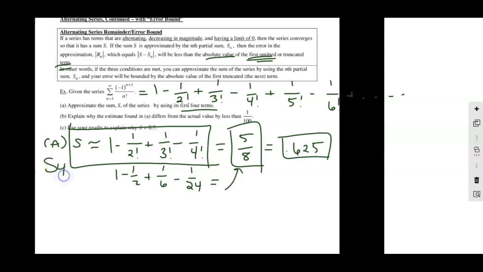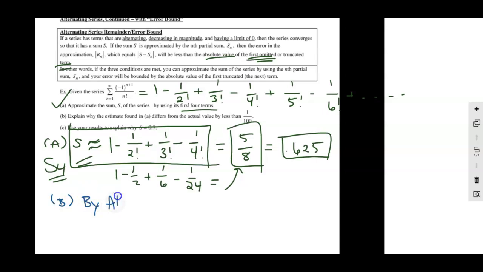Okay, so there is my approximation. That's my 4th partial sum. You could say the infinite sum is going to be about that. But there we did. We added the first 4 terms together. We got 0.625. There we go. Part A, done. It's in the books. Part B says explain why the estimate differs by less than 1/100th. Okay, so here we go. Part B.